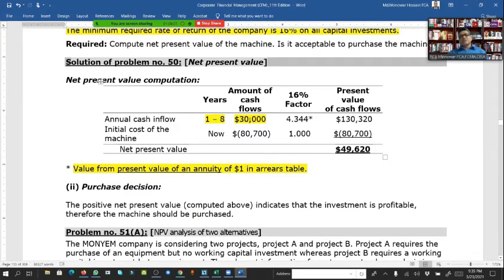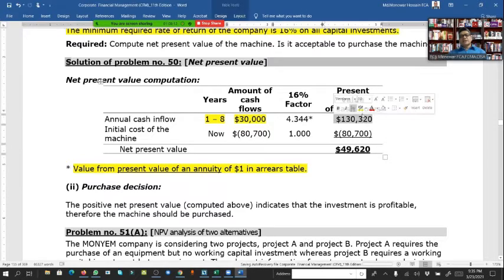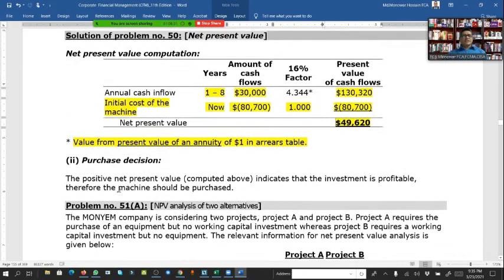So with 30,000 multiplied by 4.344, we'll get 130,320. And from that amount, if we deduct the initial investment of the machine, then we'll get a net present value of 49,620. So what would be the answer? The decision would be to purchase. The positive net present value indicates that the investment is profitable. Therefore, the machine would be purchased.